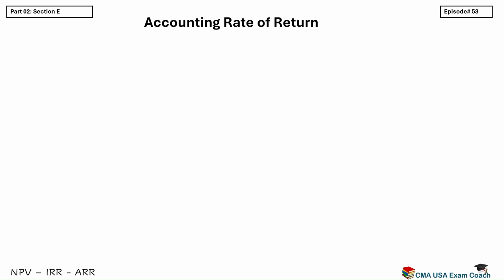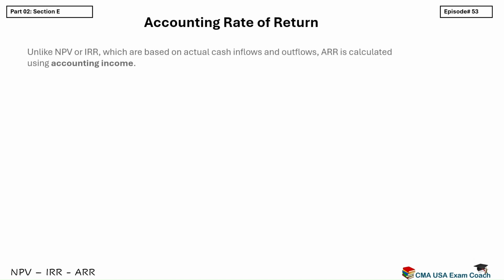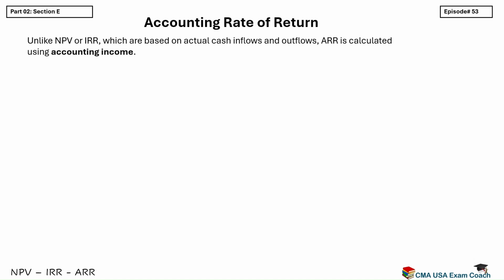Now let's discuss another method used in capital budgeting called the accounting rate of return, or ARR. Unlike NPV or IRR, which are based on actual cash inflows and outflows, ARR is calculated using accounting income. That means it relies on revenues and expenses recorded in the accounts, including both cash received and receivables, as well as cash paid and payables. In other words, it follows the accrual concept of accounting.